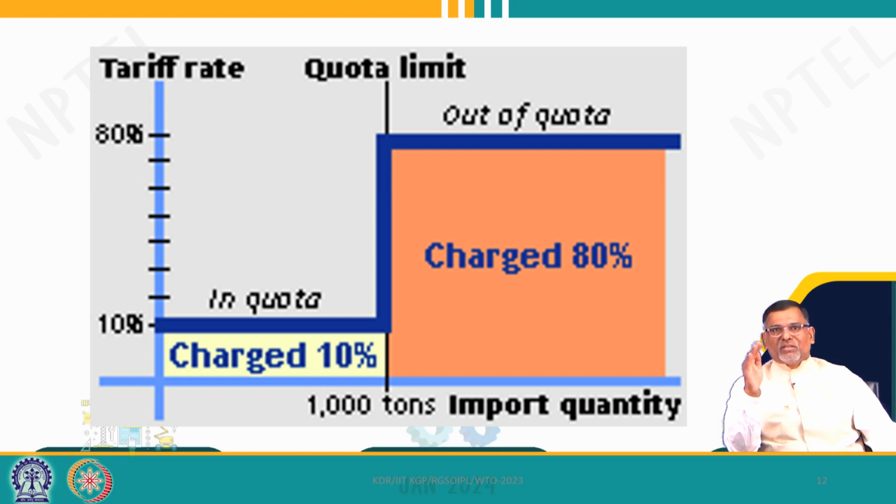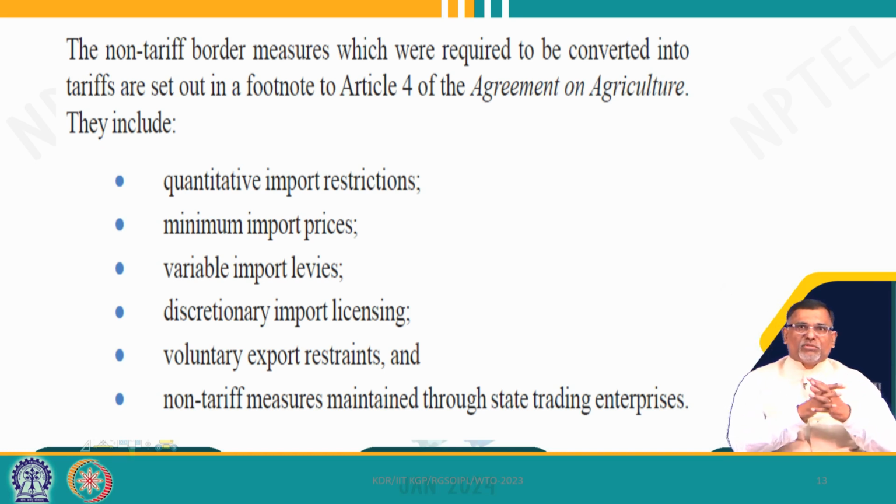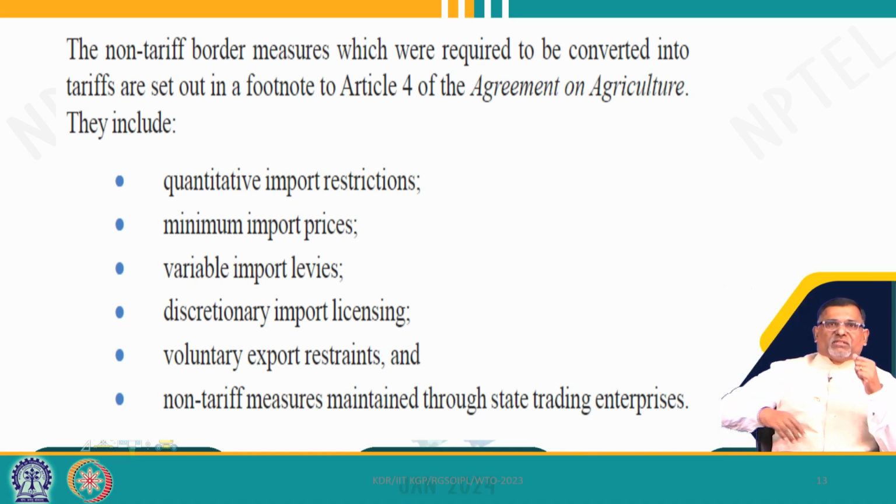Beyond a higher quantity, a higher tariff applies, and this was also agreed in WTO. Even though, as we said, tariff rate quotas are to be completely removed, in agriculture, because of the special circumstances of the agriculture sector, tariff rate quotas are agreed upon. And then quantitative restrictions, Article 4, which we already talked about, talks about converting these non-tariff measures into tariffs.